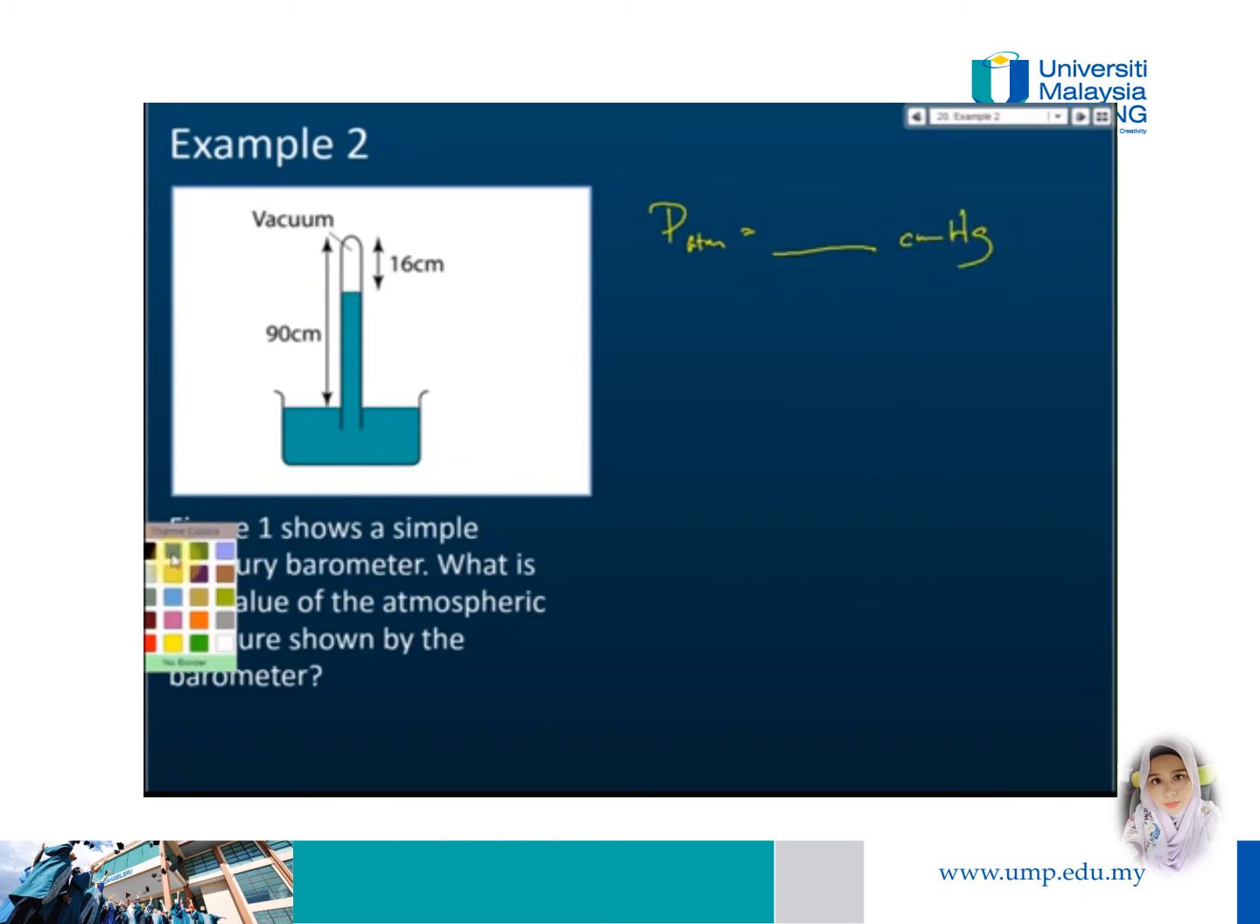How to get 74? We take 90 minus 16. This length is 90 minus 16, so it's equal to 74. So it's 74 cm mercury, because the length of the mercury column is 74 cm mercury.